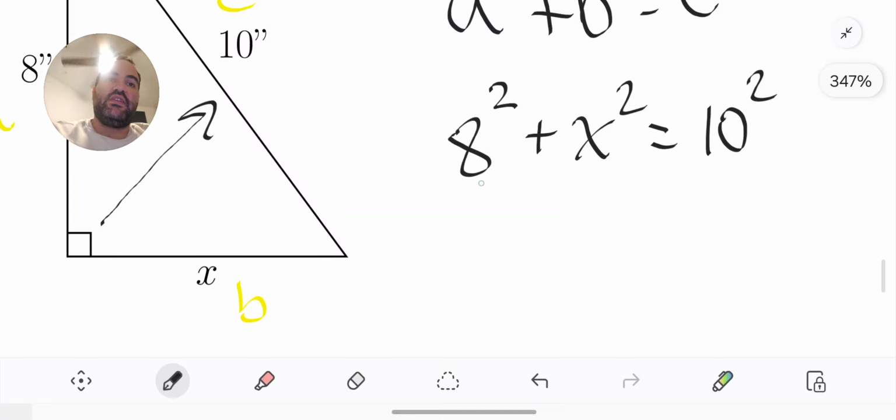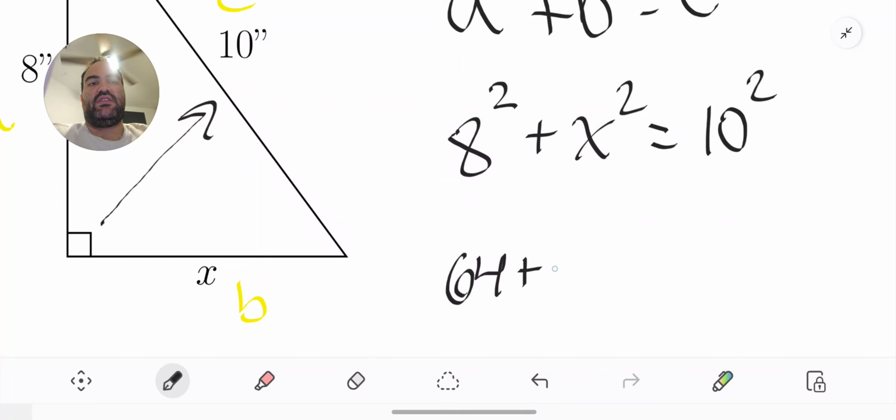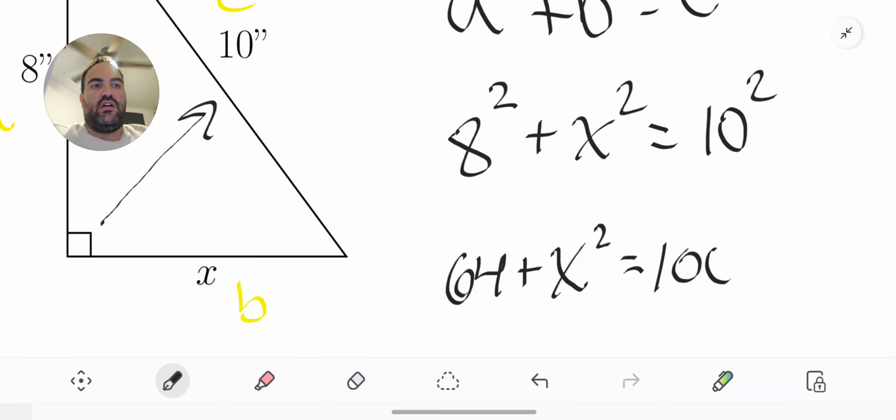If you don't know what squared means, it means times it by itself. So 8 squared is 8 times 8. What's 8 times 8? 64. Practice the multiplication tables if you don't know it. Copy the x squared. 10 times 10, 100.